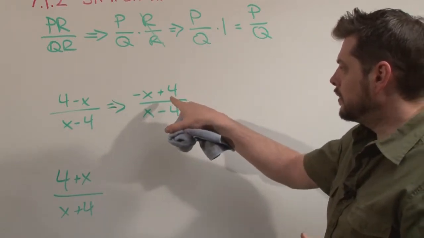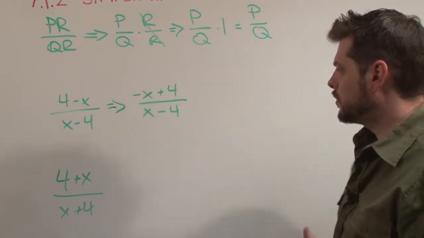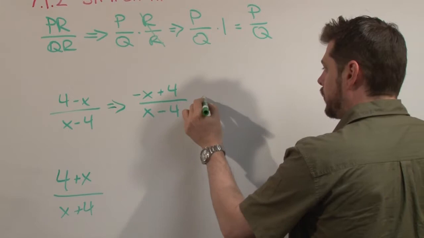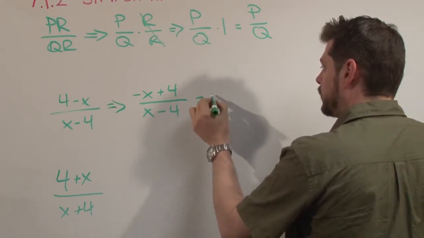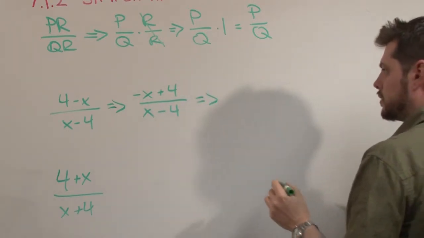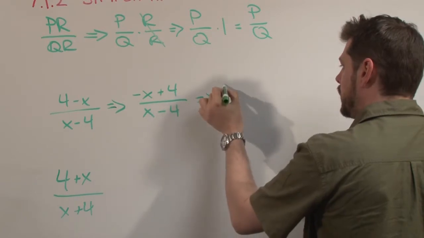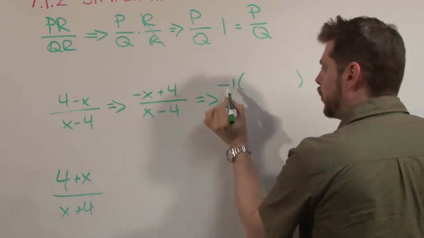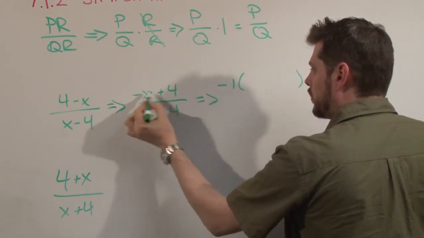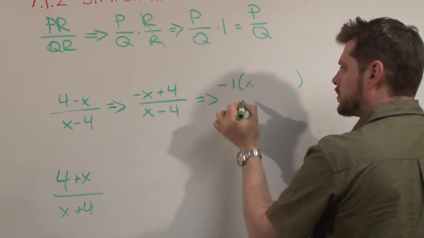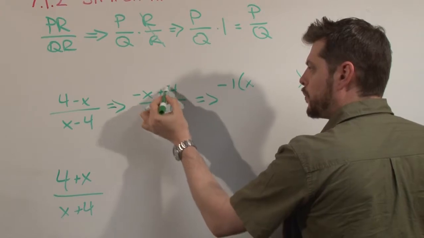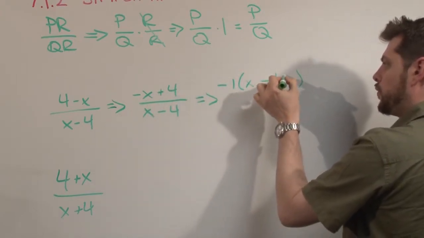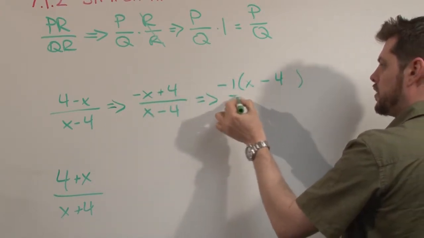But can I rewrite this term with a factor pulled out? And the answer is yes. This is the same thing as pulling a -1 out of this whole quantity. So when I pull a -1 out here, all I'm left with is positive x. But when I pull a -1 out of positive 4, I'm left with -4. Ooh, that's good.